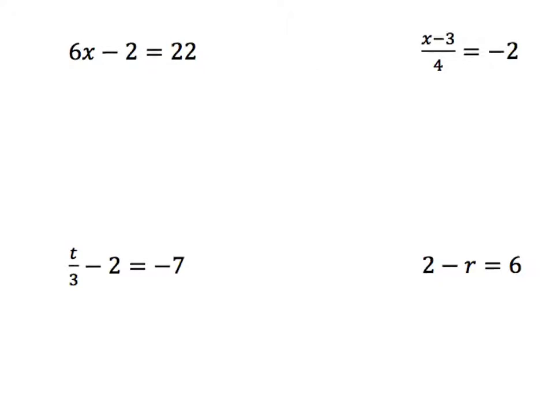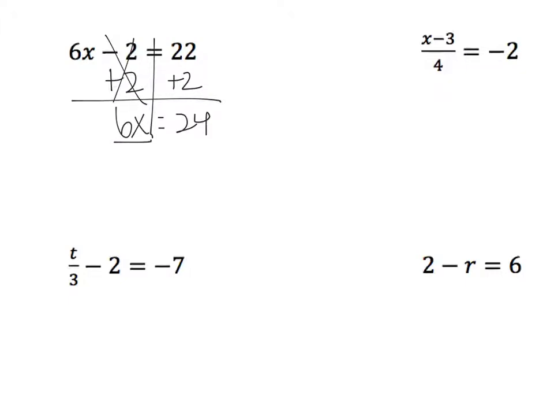6x minus 2 equals 22. I need to isolate my variable and solve for x, so I'm going to do the inverse operation of subtracting 2 and add 2 to both sides. When I add 2 to both sides, these two 2's cancel out, and I'm left with 6x equals 24. Now to isolate my variable x, I divide by 6 on both sides and get x equals 4.